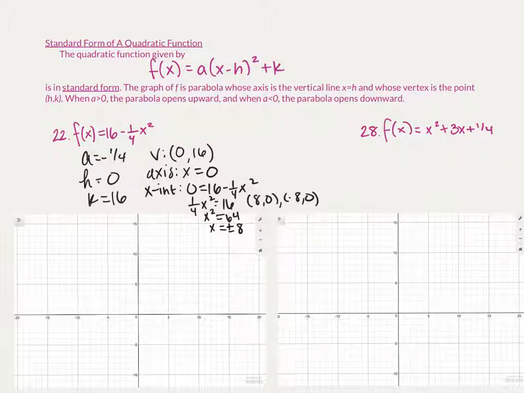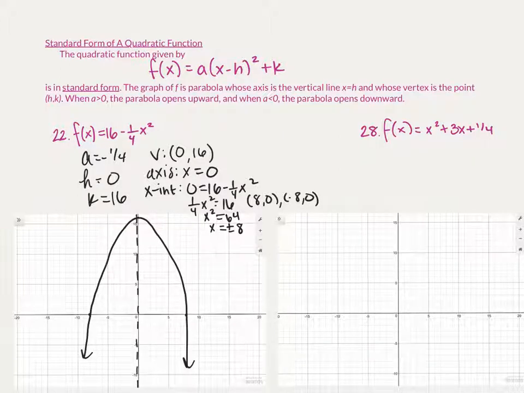So I'm going to plot each of those. So I've got (8, 0) and (-8, 0). And then my vertex is (0, 16). So right there. My axis of symmetry is right along the vertical axis. And then I'm going to graph. And this is my function. Okay, so just make sure you label your vertex. So that's going to be (0, 16). Your x-intercepts. And your axis of symmetry.